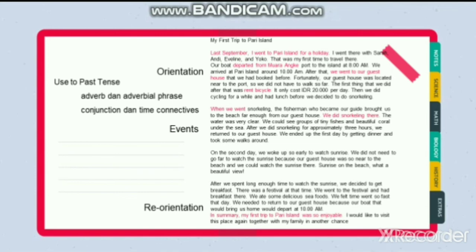Using adverbs and adverbial phrases: last September and Fairy Island, on the second day, etc. Okay, and conjunctions and time connectives: and, after that. Okay, enough.